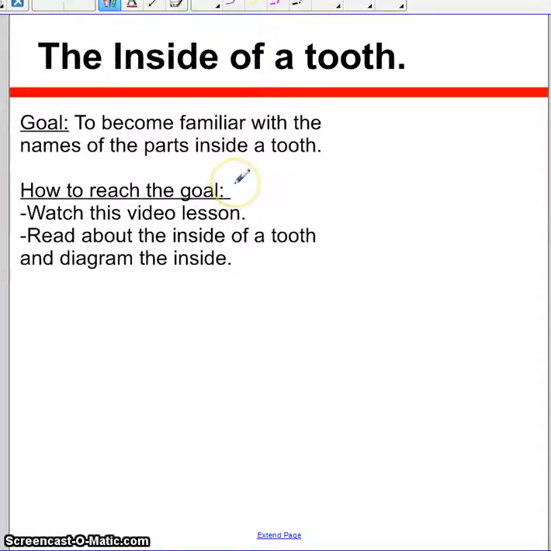Our goal is to become familiar with the names of the parts inside a tooth, and eventually we want to know what purpose those parts have and what they do. In order to reach this goal, we want to watch this video, do a little bit of reading tomorrow, and then do a little bit of diagramming tomorrow as well. I want to take you through some pictures.